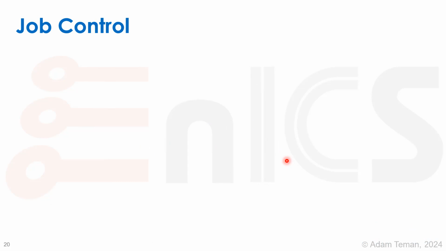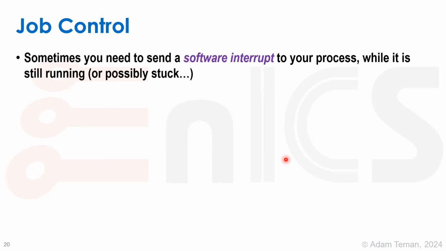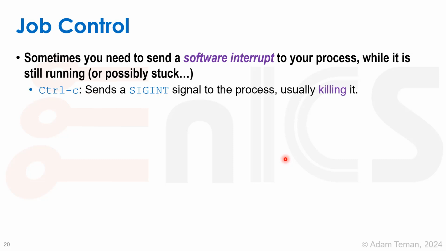So a bit before we finish, we got to the issue of job control. Sometimes we need to send a software interrupt to our process while it's still running or maybe stuck. There are three basic software interrupts that we use often. Control C sends a signal called SIGINT to the process, and usually that kills it. Sometimes it does something else.